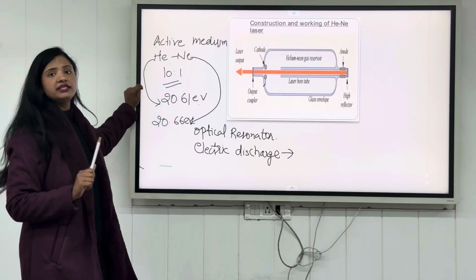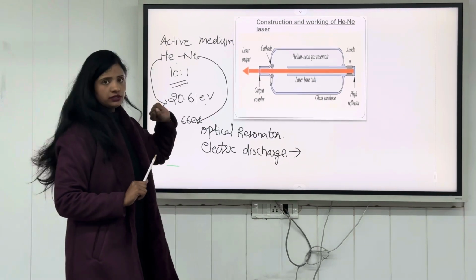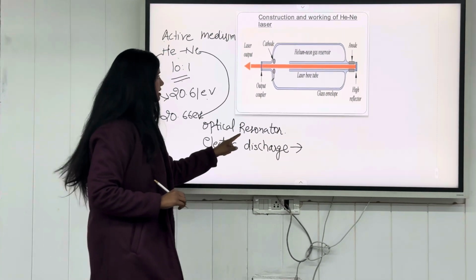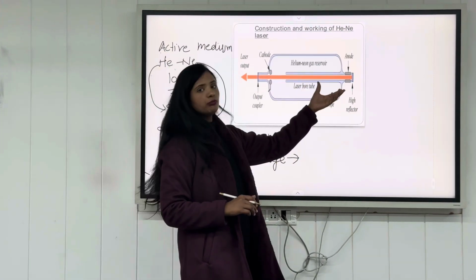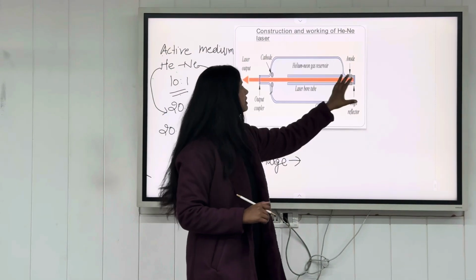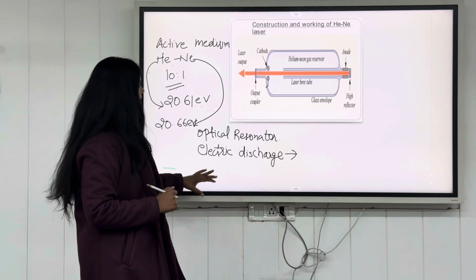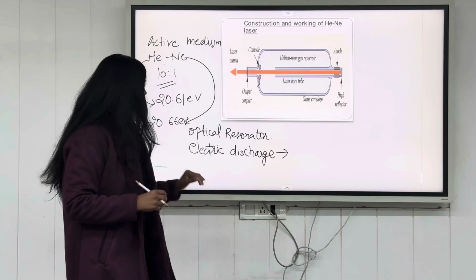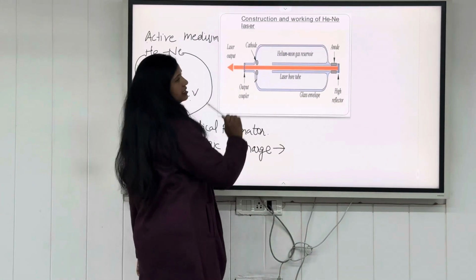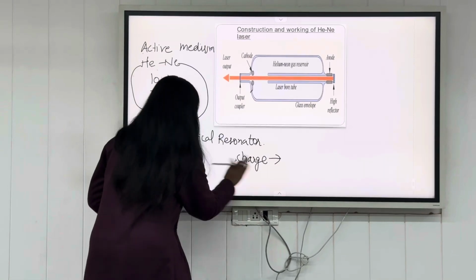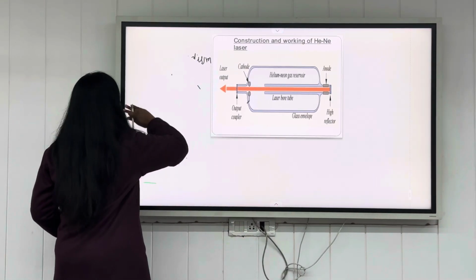has been taken in 10:1 ratio. Helium will be in higher quantity than the neon, and the optical resonator will be the same for all the lasers. That is, two mirrors placed parallel to each other. One will be fully reflective and the other one will be partially reflective. And here optical pumping is achieved by the electrical discharge method, in which current is passed. So this was all about the construction.